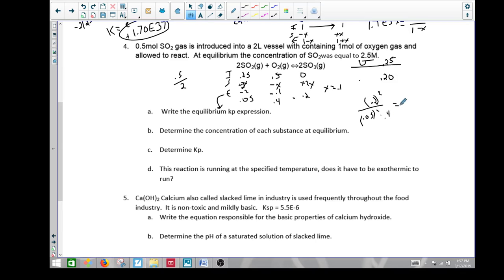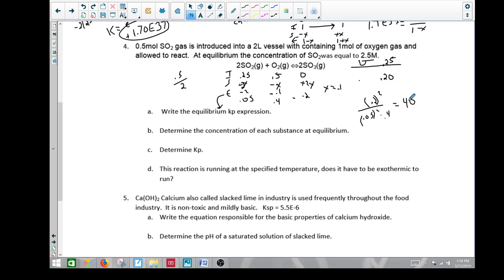All right. And we did B already. We're doing C now, apparently. 0.2 squared divided by 0.05 squared divided by 0.4, and we're showing a value of 40. All right. This reaction is running at the specified temperature. It doesn't have to be exothermic or endothermic to run.